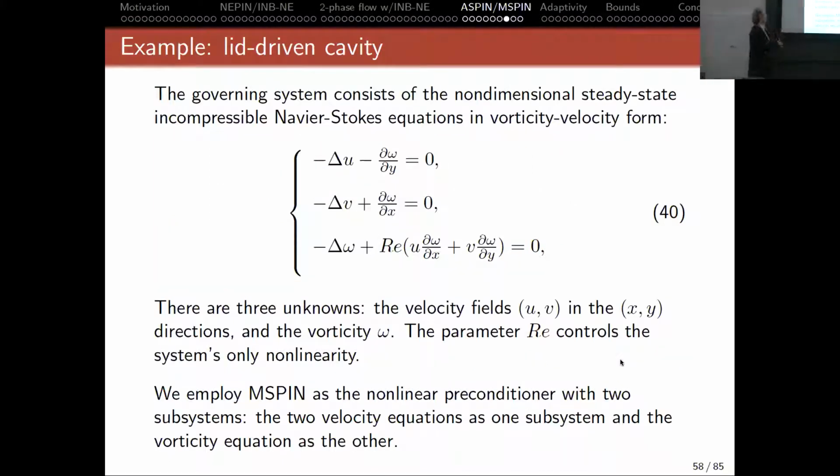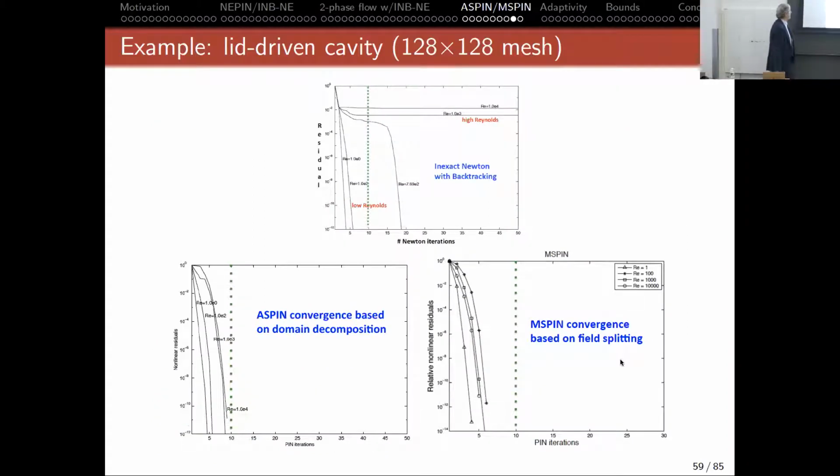So let's apply this to an easy to understand two-dimensional driven cavity in velocity-vorticity formulation, where the only nonlinear term is the convective term for the vorticity in the third equation. And so that Reynolds number will control the degree of nonlinearity and give us a parameter to play with the necessity of preconditioning. So in the top, you see the figure that I showed at the very beginning of inexact Newton with backtracking failing for a Reynolds number of between 100 and 1,000.